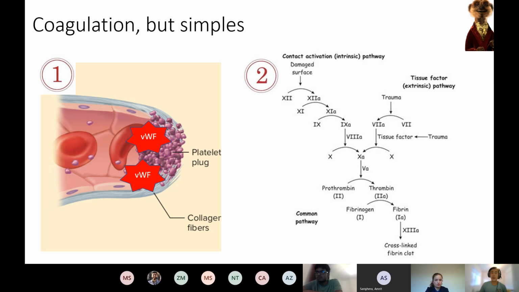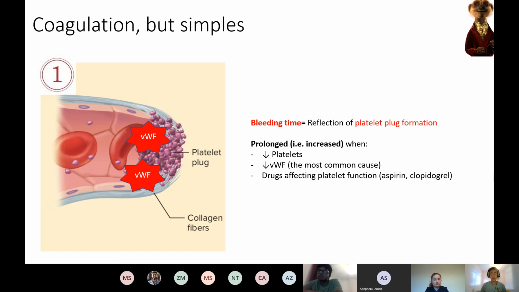Okay, so let's talk about how these relate to the coagulation tests. Like we said, this platelet plug formation is the thing that's stopping the initial bleeding. So the bleeding time is actually a reflection of this platelet plug formation. If someone has a prolonged bleeding time, i.e. it's increased, the things that can cause it is anything interfering with the formation of this platelet plug on this diagram.